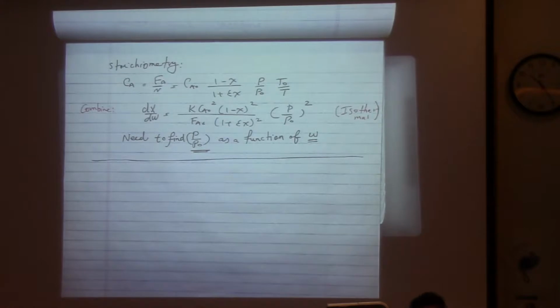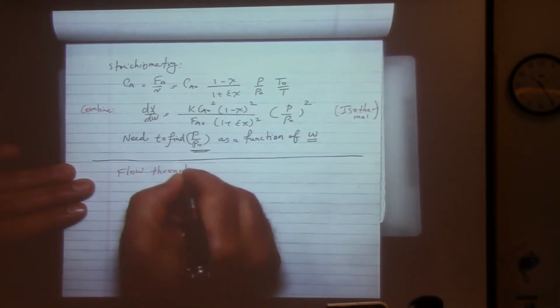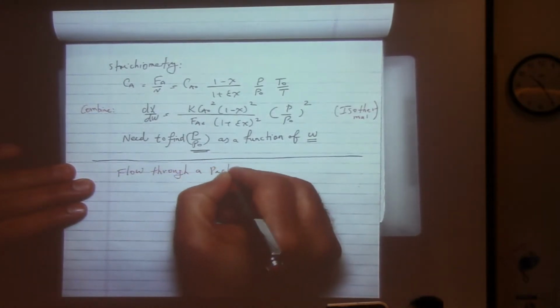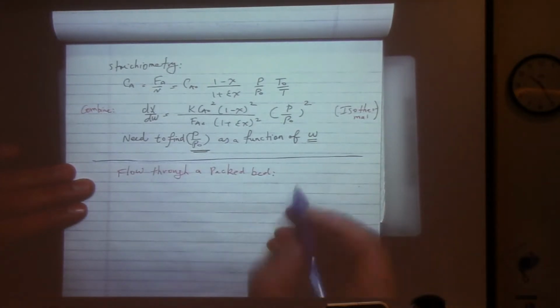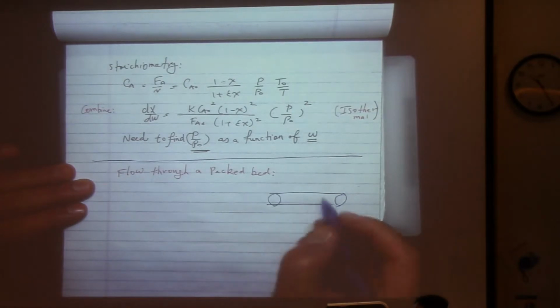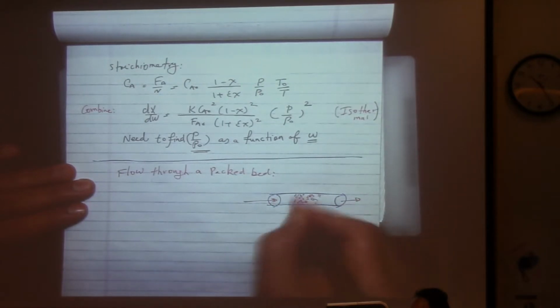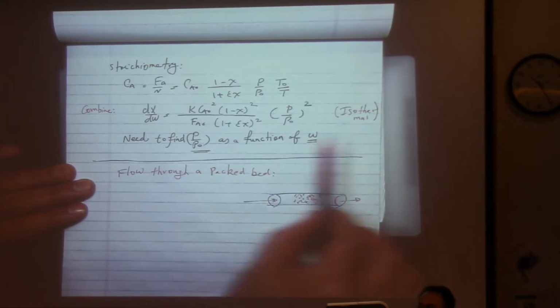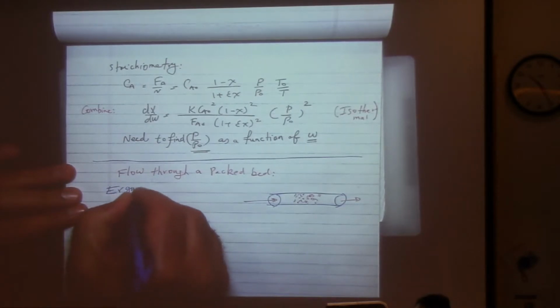Okay, so here we start with the Ergun equation: flow through a packed bed. We have a tubular reactor with material sitting in the middle of it, and you have the flow of the gas. You want to see what the pressure would be between inlet and outlet as a result of having this material and other things. So the equation that we discussed is the Ergun equation.